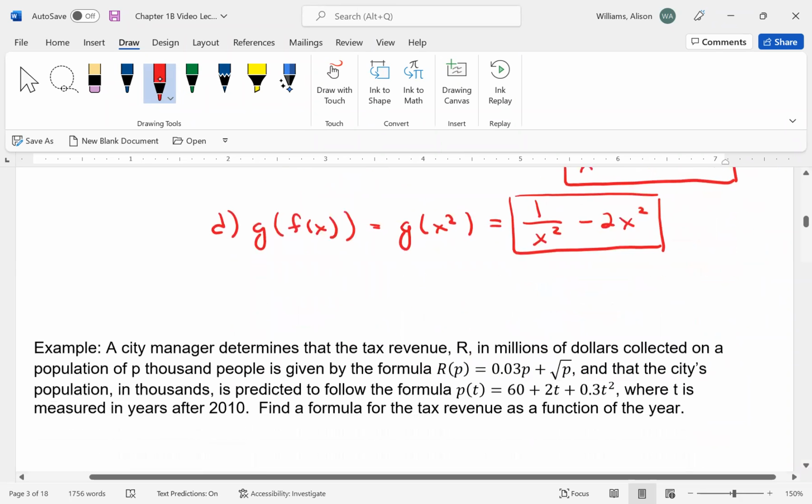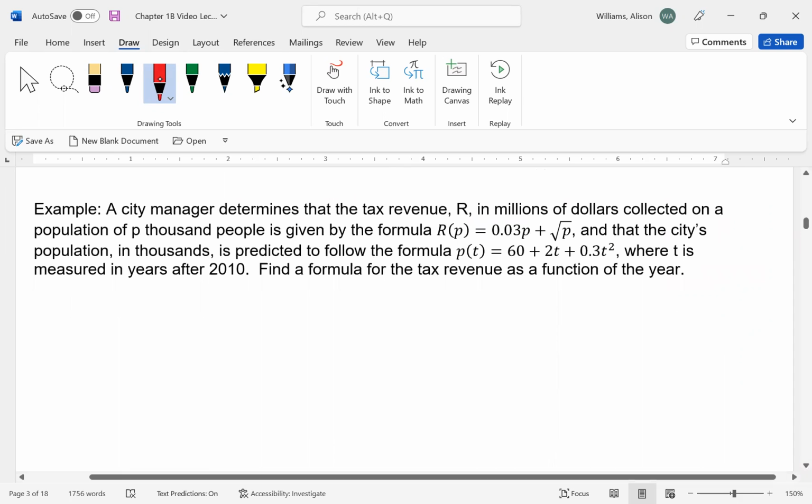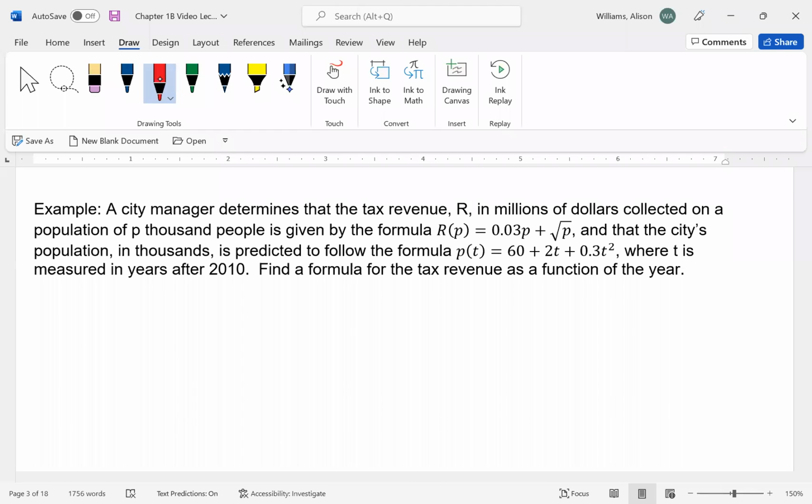All right. Now let's look at one more example. This time we're kind of back to those real world examples that we were looking at. So a city manager determines that the tax revenue in millions of dollars collected on a population of P thousand people is given by this formula. Okay. And that the city's population in thousands is predicted to follow this formula, where t is years measured after 2010. Find a formula for the tax revenue as a function of the year.